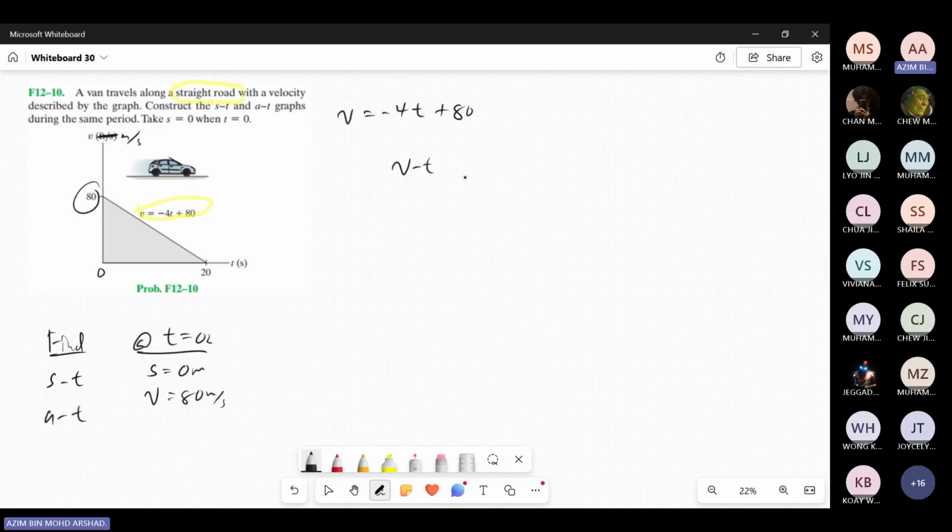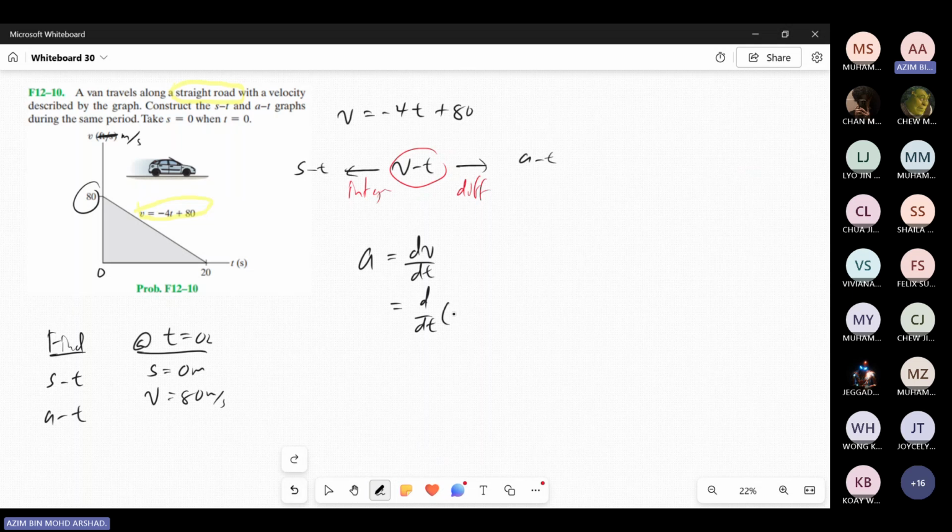Since we are given a vt graph, we know that if we differentiate, we'll get the at graph, and if we integrate, we'll get the st graph. So this is differentiation, and this is integration. Let's find the at graph first. So a equals dv/dt, which is d/dt of negative 4t plus 80. So we'll get negative 4.